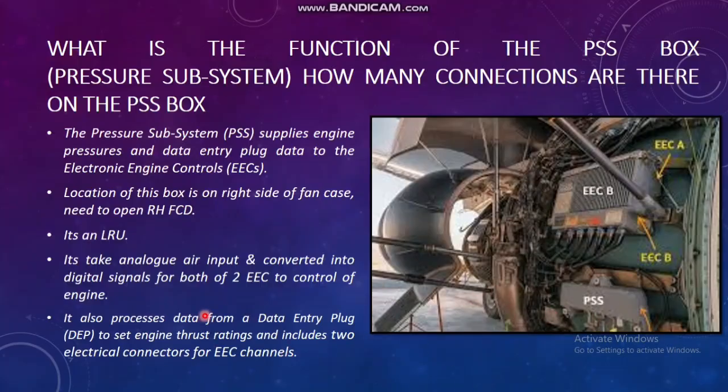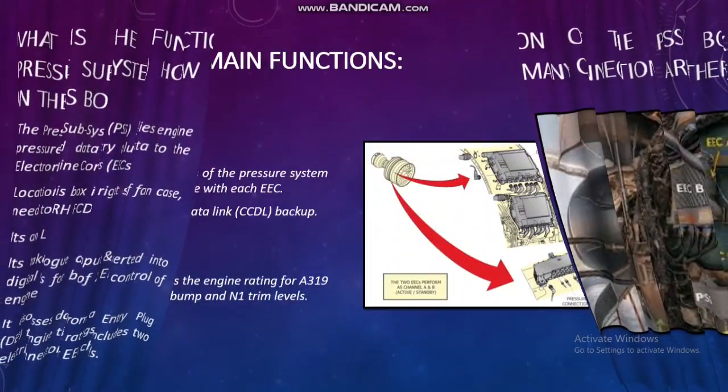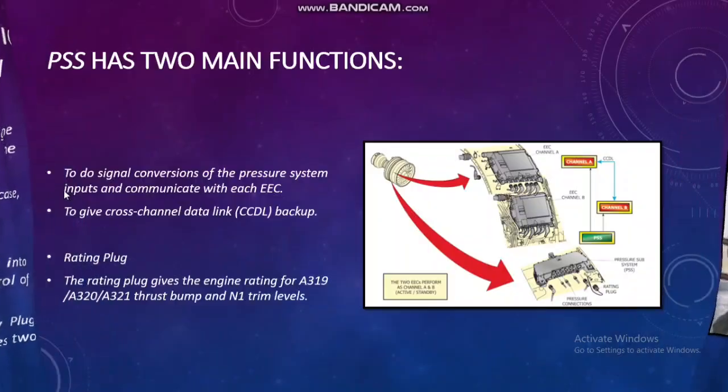This data entry plug basically depends on when you are going to change the thrust of the engine. Suppose you are going to install a 320 engine on a 321, you have to increase the thrust rating. So you have to use this programming plug, the data entry plug, to set the thrust for the engine. This is another part to do signal conversion of pressure system input and communicate with the EEC. The signal conversion, I have already told, is analog to digital.